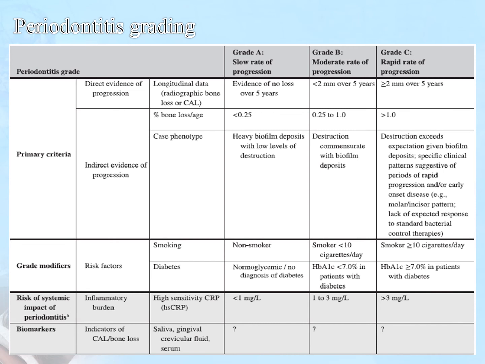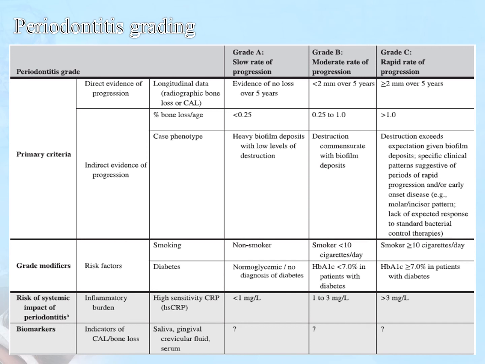But if the destruction is more than the biofilm which is present, or if there is a very rapid rate of disease progression, then you classify him as a rapid rate of disease progression person. Hope you're understanding this. Next, coming on to the grade modifiers.